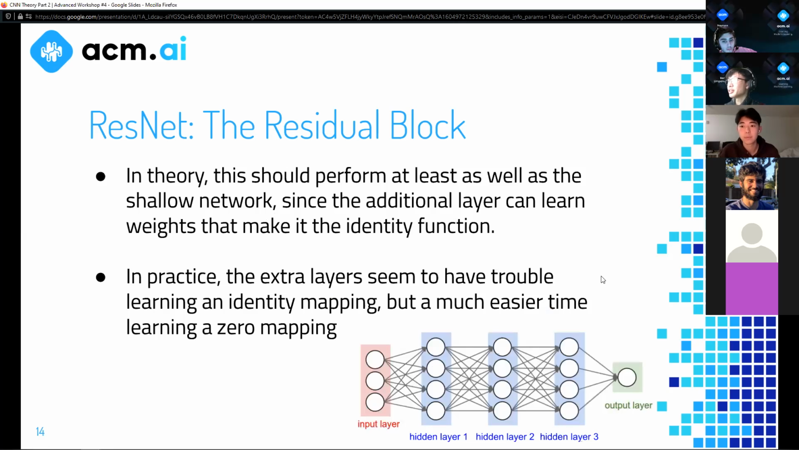But what we find is, in theory, that's what it should do, it should perform the same. But in practice, what happens is that the extra layers seem to have trouble learning this identity mapping. Instead, it has a lot easier time learning a zero mapping. Intuitively, one way you can think of it is that when we're doing regularization, we're trying to push those weights down to zero.